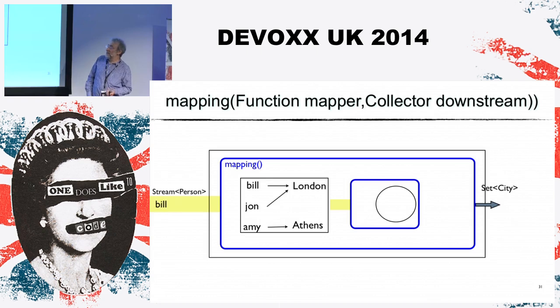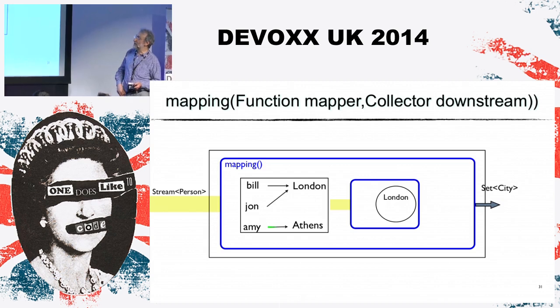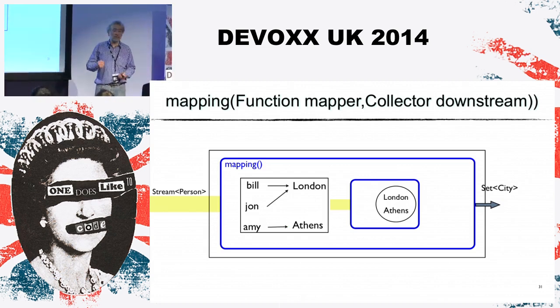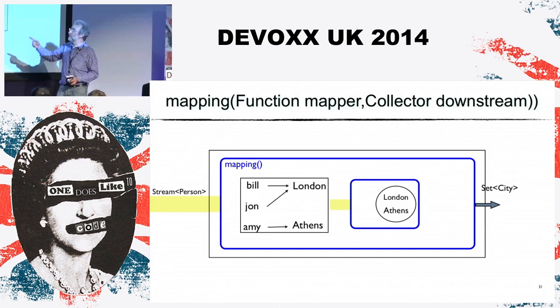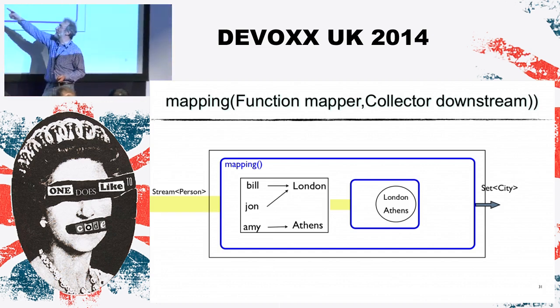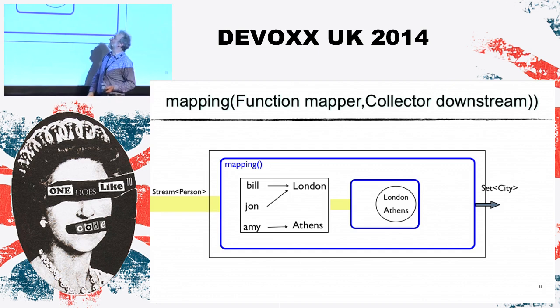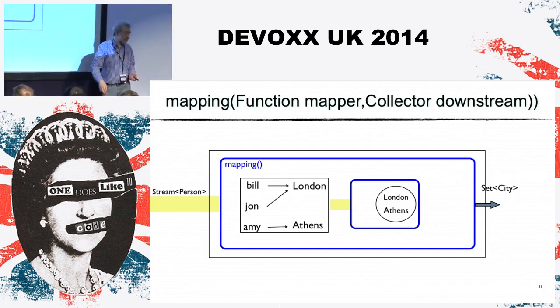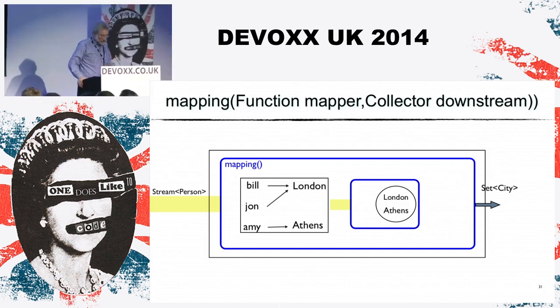Here comes a Bill. Let's say Bill's 23. All of these people are going to have to be 23 years old for this to work. Then you've got to imagine the same thing for each one of the other ages. And here the mapping is applied before the values are passed through to the subsequent collector. So it's like an adapter from one stream to another stream. What we have here coming in are streams of person, and what we have going out are streams of cities. And then they're being collected into a set according to that.